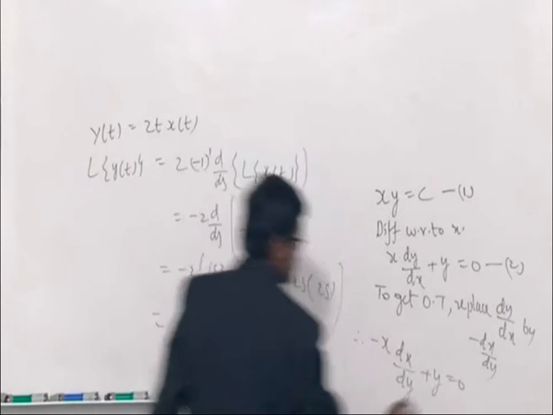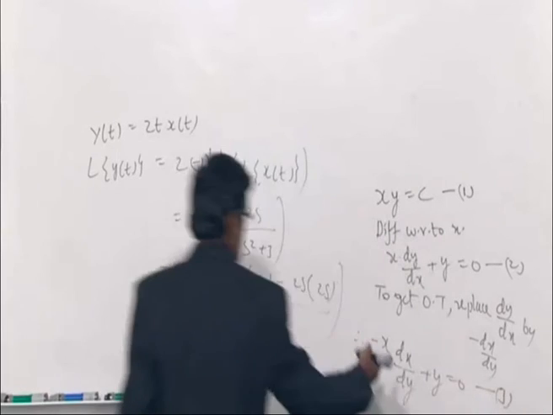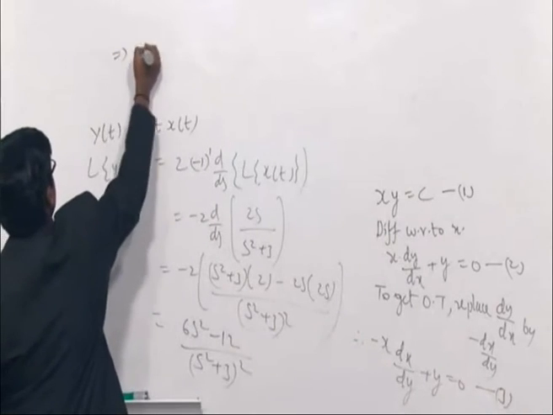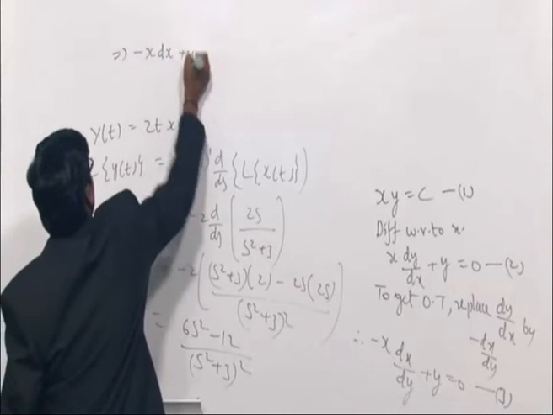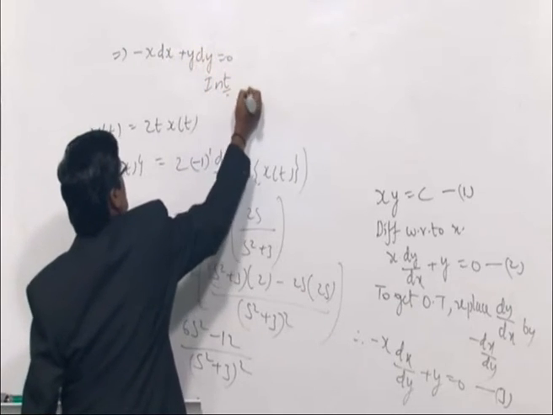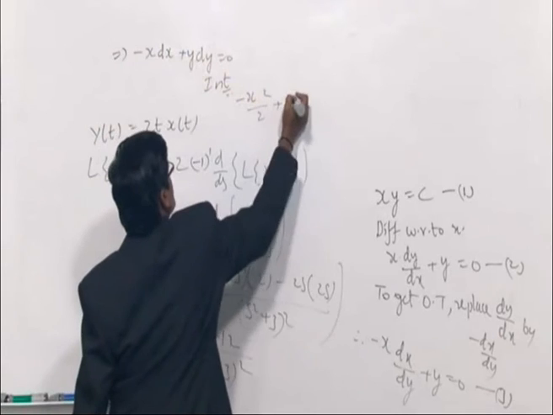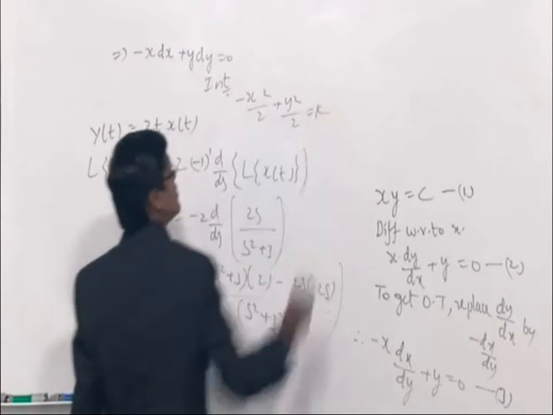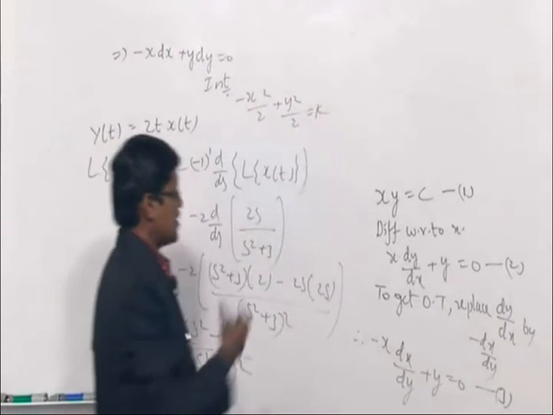How do you solve this? It is equation 3. So just by variable separable, minus x dx plus y dy is equal to 0. Integrating, minus x square by 2 plus y square by 2 is equal to some k. So this is the orthogonal trajectories procedure.